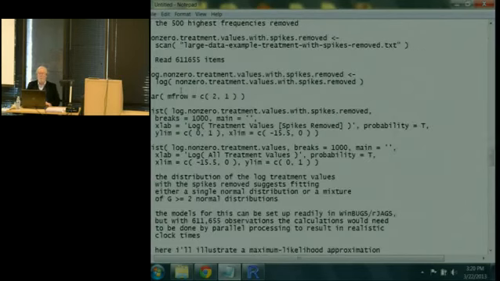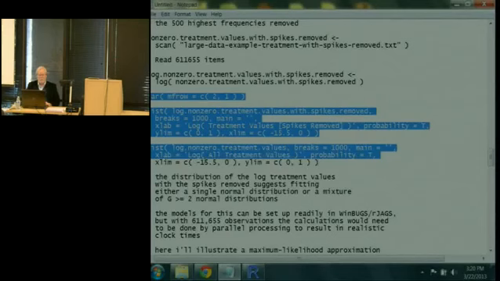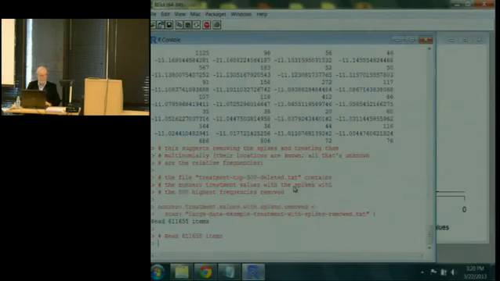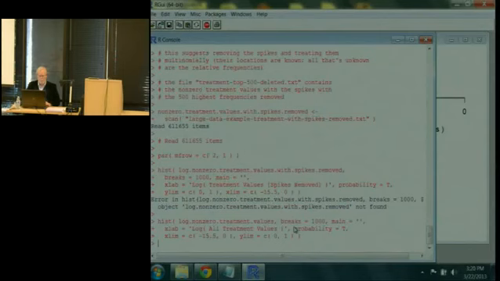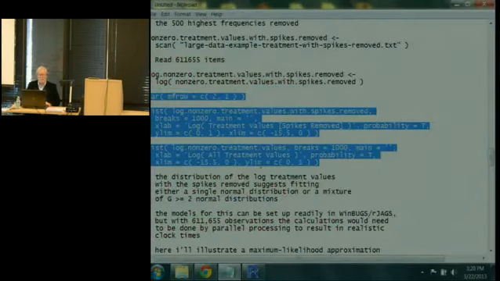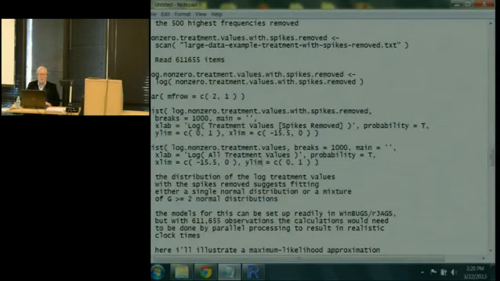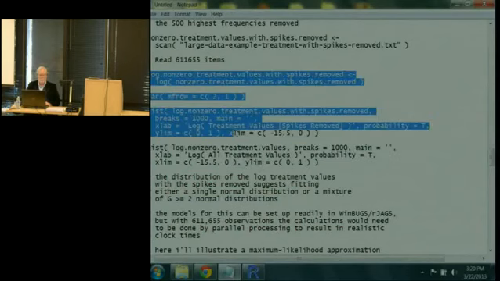Yeah, so let's plot. So now I'm going to plot a picture in which I show you both with the spikes and without. Oh, I forgot to take the log. So those are the non-zero treatment values. Let me go ahead and take the log and then make the histogram.